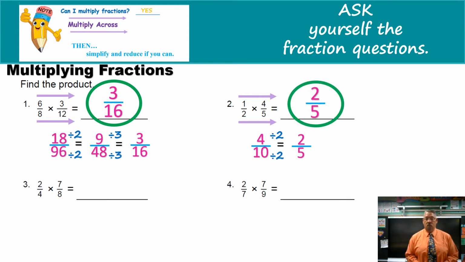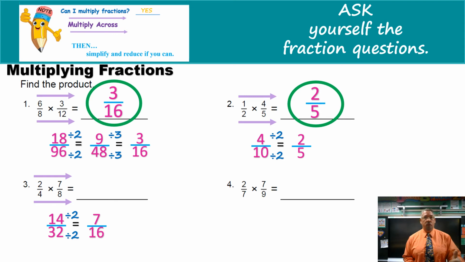They're both prime numbers, and 2 won't go into 5 evenly, so I know that 2/5 is going to be my final answer. Now, number 3, we're going to multiply across. 2 times 7 gives me 14. 4 times 8 gives me 32. Both even numbers. So once again, I'm going to reduce by 2's. Have to simplify, have to make it into its simplest form. 2 will go into 14 7 times, and 2 will go into 32 16 times. 7's a prime number, and 7 won't go into 16 evenly, so 7/16 is my final answer.